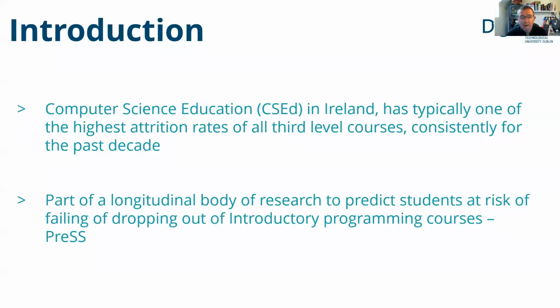In Ireland, in our jurisdiction, computer science has typically one of the highest attrition rates of all third level courses, and has held this position consistently over the past decade. My work has been part of a longitudinal body of research to predict students at risk of failing or dropping out of introductory programming courses, often known as CS1, where the prediction model itself is called PreSS, Predict Student Success.